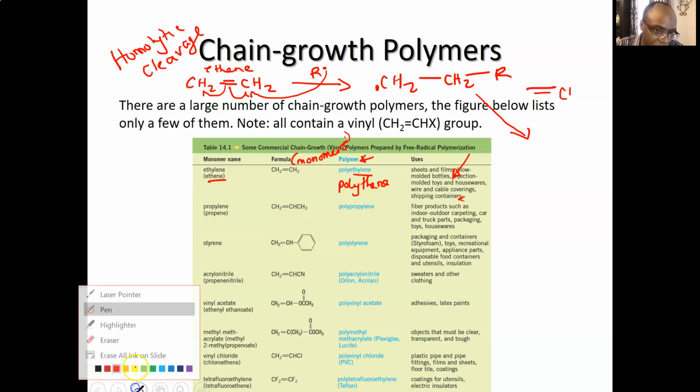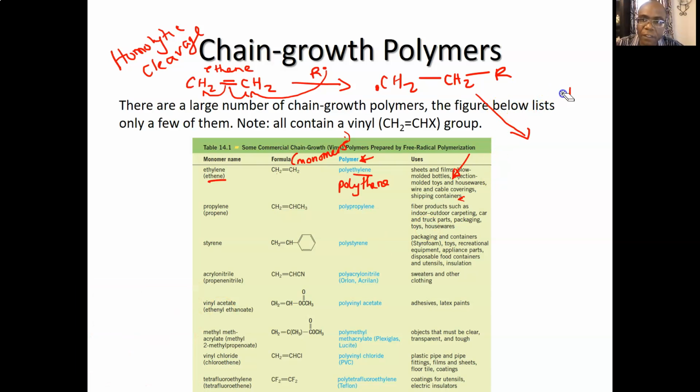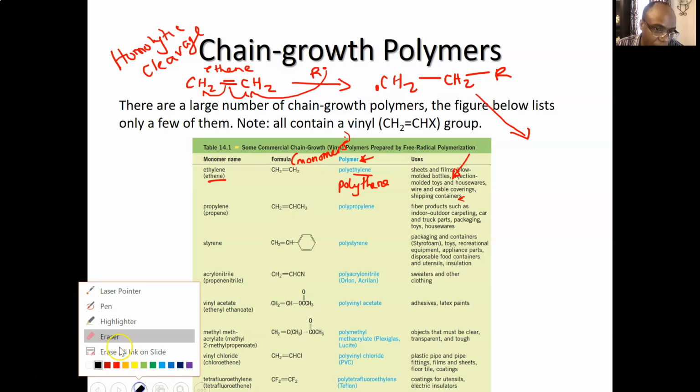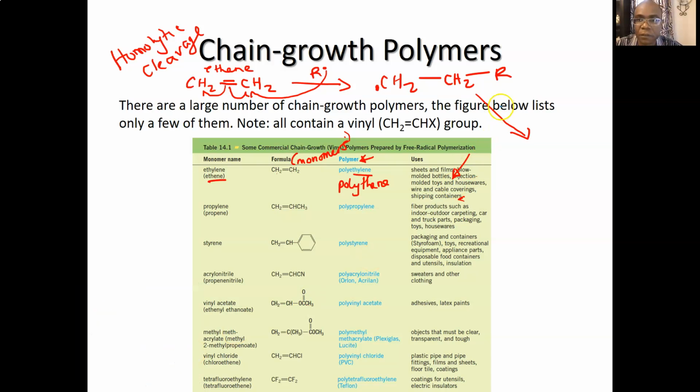So I'll need to use a different color. So let's say you have CH2, the second monomer coming in. So this CH2 will now bond with that CH2. I'm moving single electrons with fishhook. The other electron goes on the other side. So you're gonna end up with CH2 radical. So this is the propagation step. The first step was initiation.